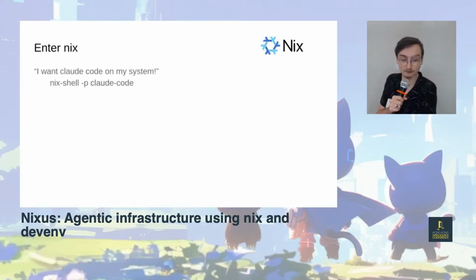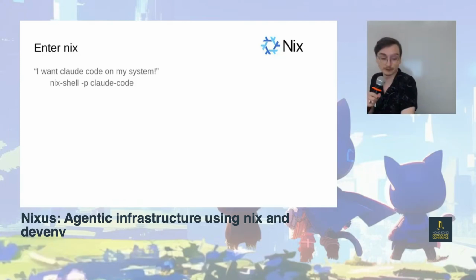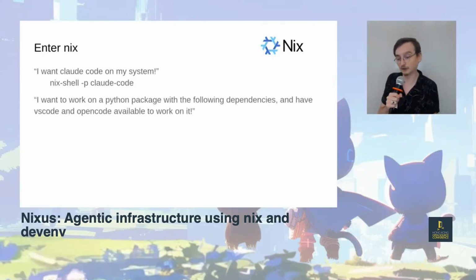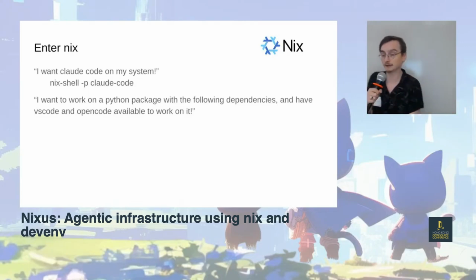Nix is as simple as saying, I want a shell with this program, and then it brings in whatever you need to install from the cloud, or I want to work with this particular Python package, and it has the following dependencies, and I want to have VS Code and opencode available to work in it, right? So you're going declarative.